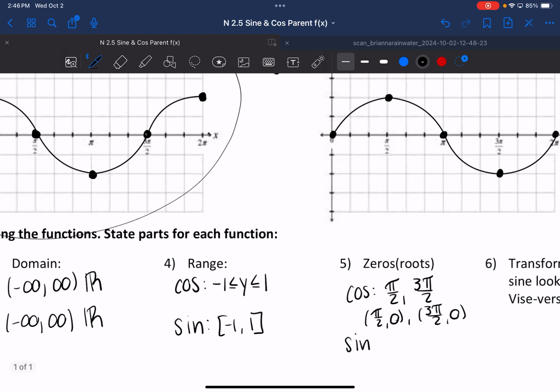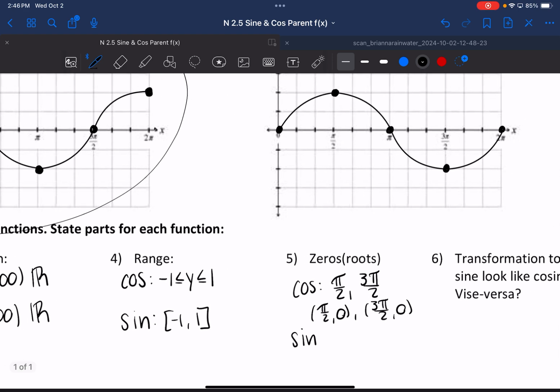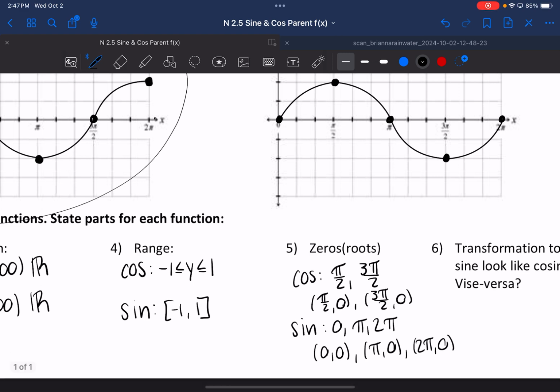Okay? What about for sine? Where are they for sine? At 0. So I've got one at 0, 0. I've got one at pi, 0. And I've got one more at 2 pi, 0. Okay, so it looks like they have a lot in common. This is the first question we had a different answer for them, right?